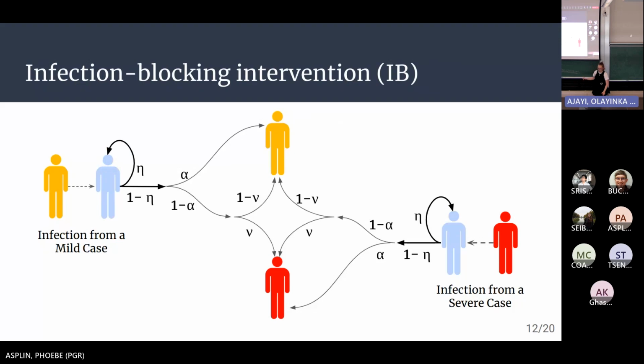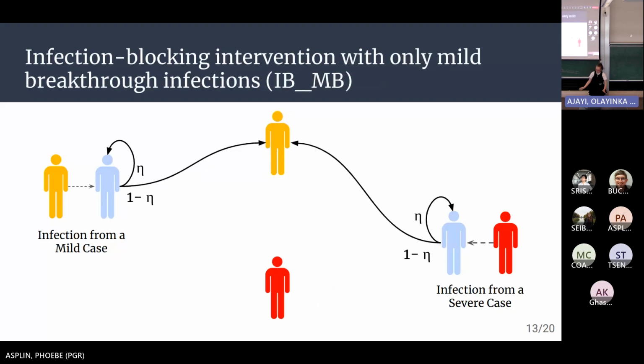Then there's an infection blocking intervention, so now we have a probability eta of just not being infected. And then we have this really, really good intervention. They have a probability eta of not being infected, but if they are infected, they can only have mild disease.